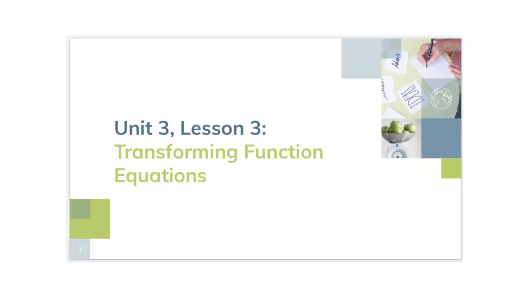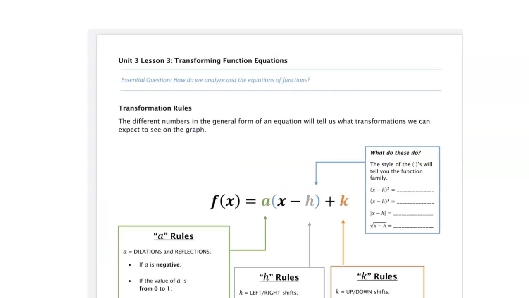Let's get started with Unit 3, Lesson 3, Transforming Function Equations. In this lesson, our essential question is how do we analyze the equations of functions? We're going to look at various types of equations in this lesson: quadratic, cubic, absolute value, as well as square root functions. What we're going to do is look at the general form of these equations, and we'll be able to identify the transformations that we expect to see on the graph.